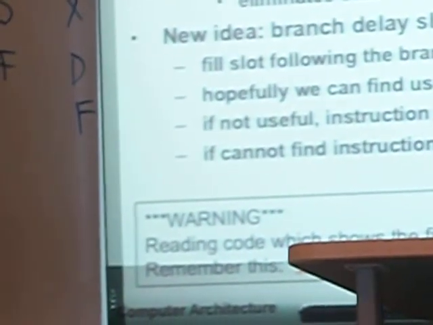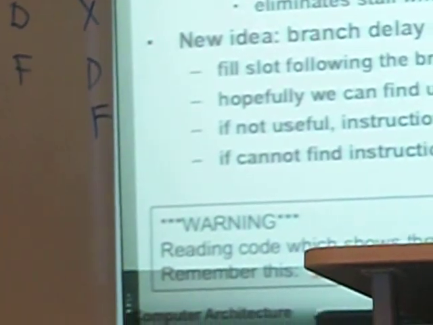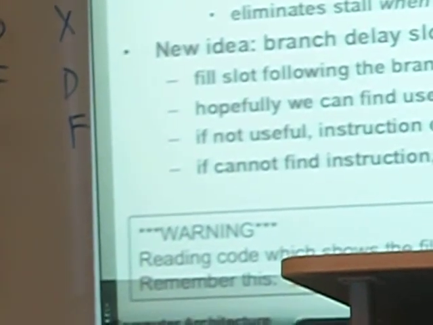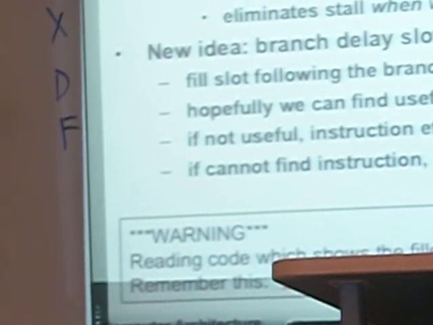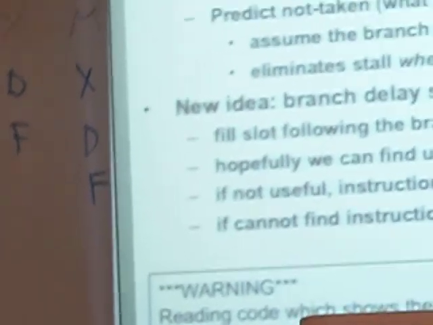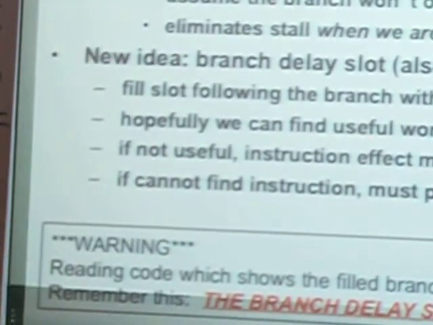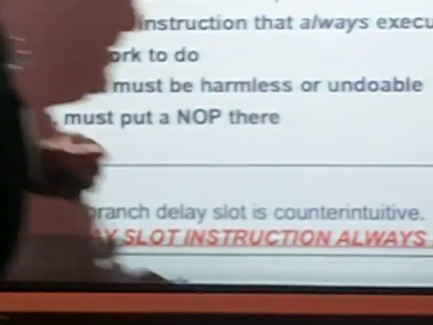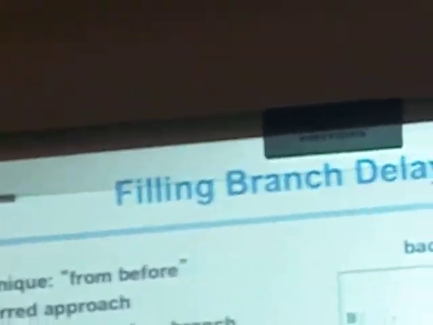Now listen to me. Reading the code which shows the filled branch delay slot is counterintuitive. And I've got red, underlined, highlighted, parenthesized, quoted, capital letters, every kind of modification I can think of at the bottom of the slide. The branch delay slot instruction always executes. No matter what the branch does, that instruction always executes. And you'll see why this is useful in just a moment. But first, let's talk about how we fill the branch delay slot.